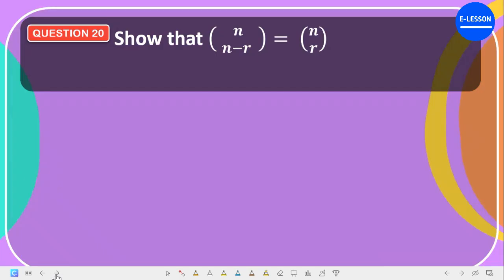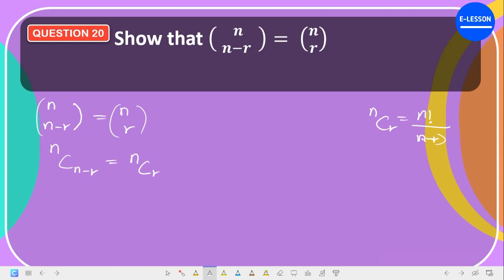Now let's attempt to solve the next. The next question says, show that n combination n minus r is equal to n combination r. This big bracket you see here means combination. Are we getting it? Now, n combination r means n factorial all over n minus r factorial, r factorial. Let me write it up so that we will not bug this space I want to prove in.